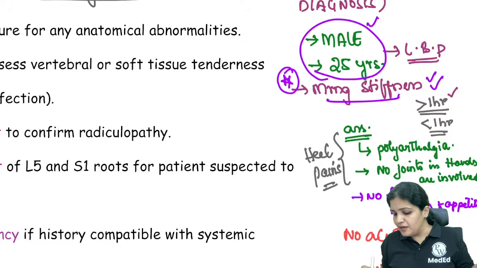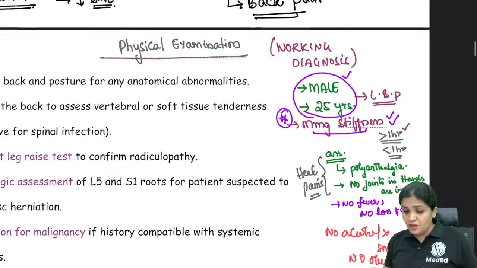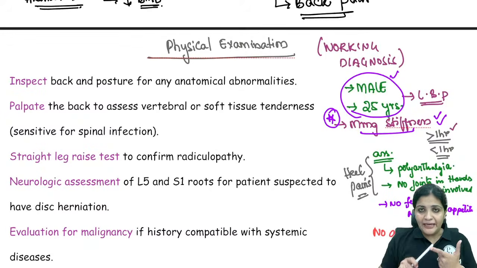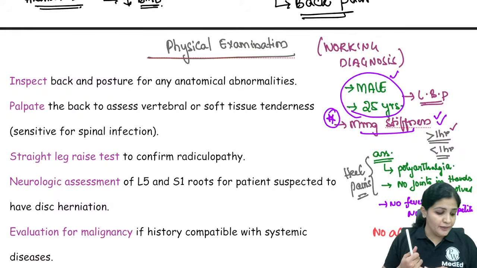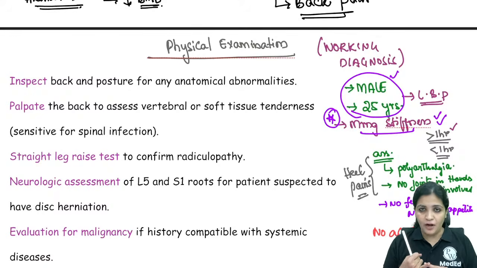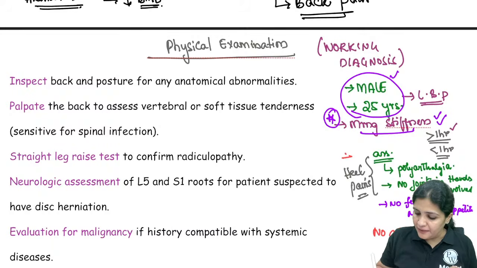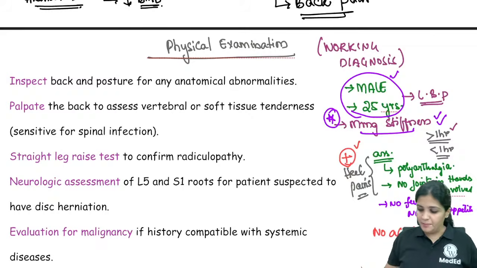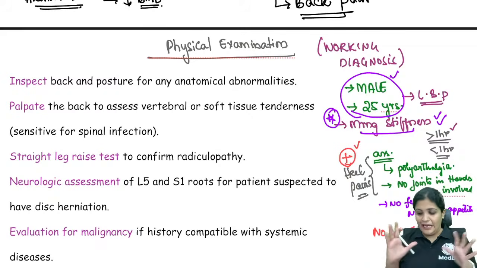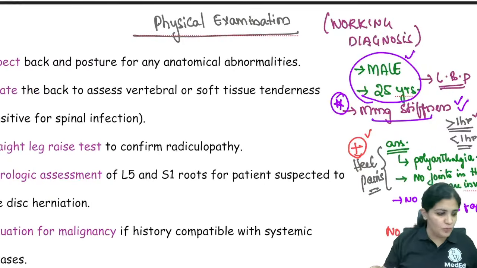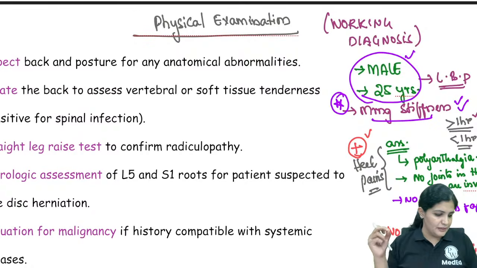Now can you tell me the working diagnosis of this particular patient? So now I'm telling you the patient is male, 25 years, morning stiffness mainly, more than 1 hour, no joints involved, no joints in the hands involved. Sometimes he's having heel pain, no fever, no evening rise of temperature, no abuse of alcohol, no obesity. So what could be the working diagnosis of this particular patient?